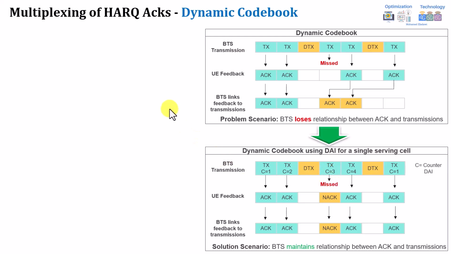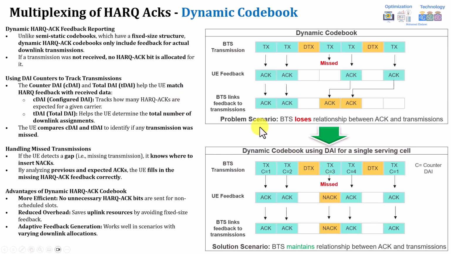And in case of multiple carrier aggregation, there is something additional on top of that called Total DAI, which helps you determine the total number of downlink assignments. So both of them work together to identify which transmission was missed. And again, this is much better compared to the static one, because it saves a lot of resources instead of having fixed resources and limitations. So this reduces overhead and can save uplink resources by avoiding this kind of fixed-size feedback.